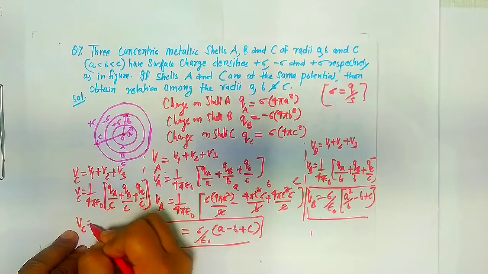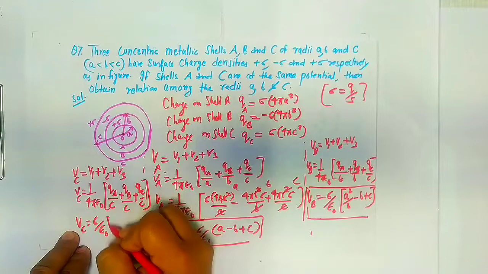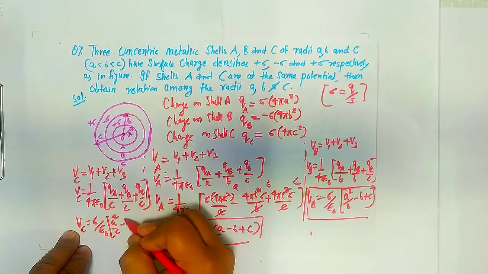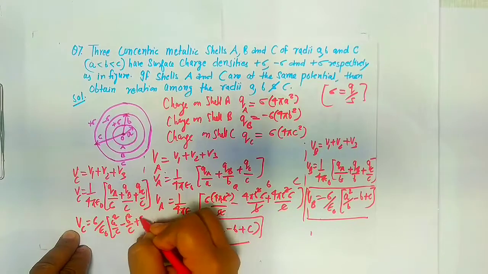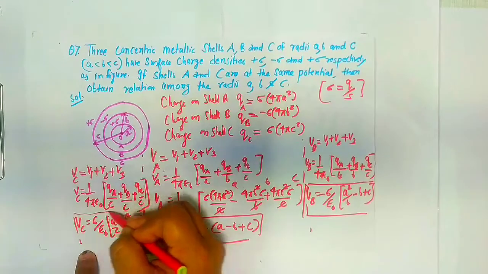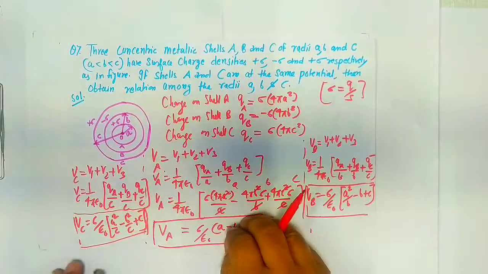And then you solve it, you will get sigma by epsilon naught, and I'm going to write it. It will be A square by C minus B square by C plus C. So this will be for VC. This is a very important concept. You take the outer distances when you take from the cell.